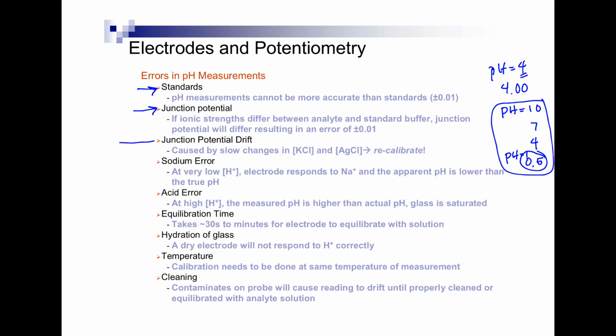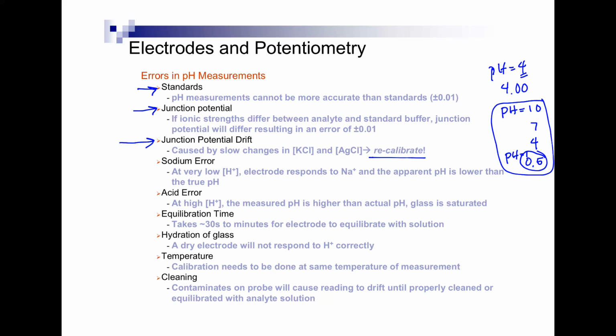Okay, the third one down here is junction potential drift. This basically means that the junction potential can change due to concentration. Sometimes we calibrate on a Tuesday, and when we come back on a Thursday, the solution has changed a little bit. So we want to make sure that we recalibrate, and we usually want to recalibrate our pH electrodes right before we use them so that we know the calibration is most accurate to the situation we're actually going to be measuring solutions in.